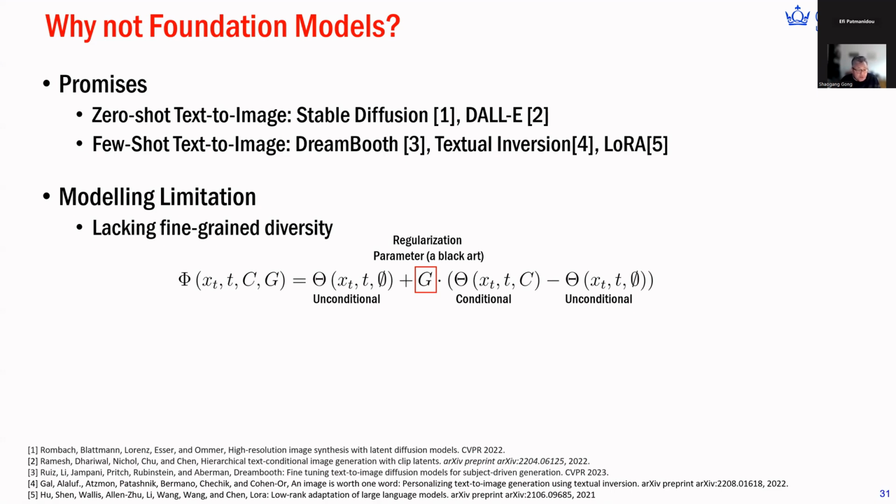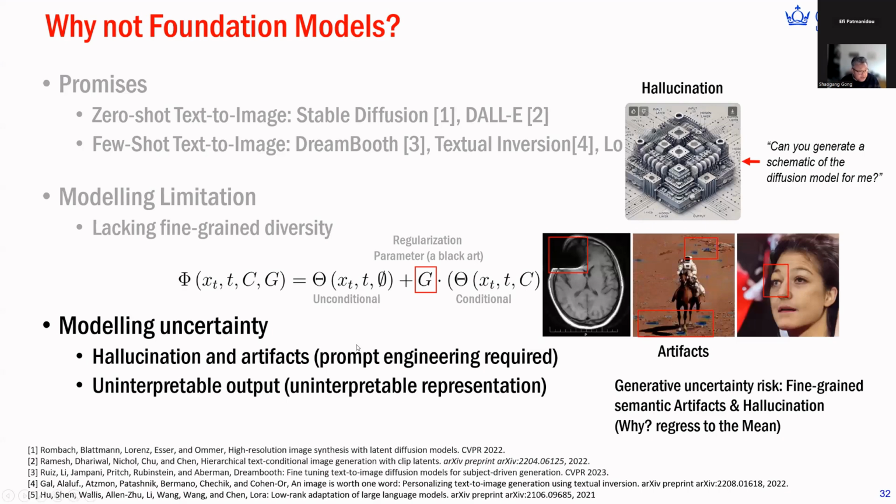In the diffusion reconstruction process, there's a regularization parameter, and that parameter is not interpretable. It's very difficult to understand how to interpret and also control that parameter. So as a result, it almost inherently constrains most of those generative processes to be lacking fine-grained details. And the second aspect is those models suffer from model uncertainty because of hallucination and artifacts. In order to generate a good visual example, very careful prompt engineering is required. And also the output sometimes is uninterpretable because the representation is uninterpretable.